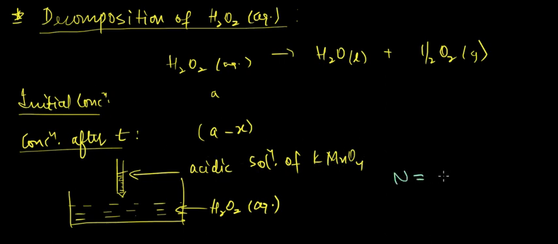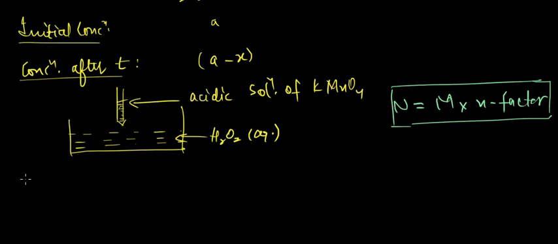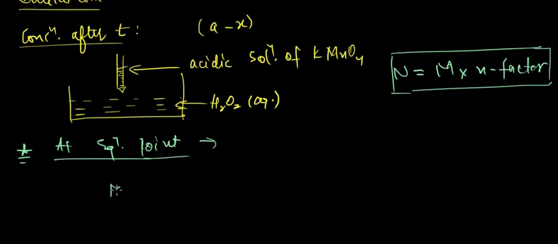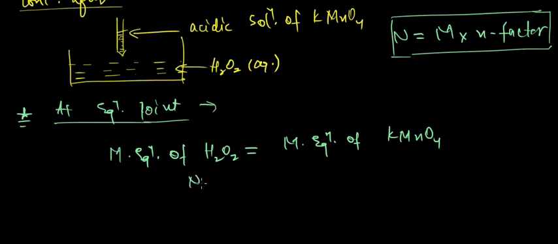So we have already seen that normality is molarity into n factor. So at the equivalence point, we can say that the milli equivalent of H2O2 would be equal to the milli equivalent of KMnO4. Milli equivalent would be N1 into V1, V1 in ml, equal to N2 into V2, or simply, if we know the normality of KMnO4, it would be N into V0. V0 is the volume of KMnO4 which is required till the equivalence point.